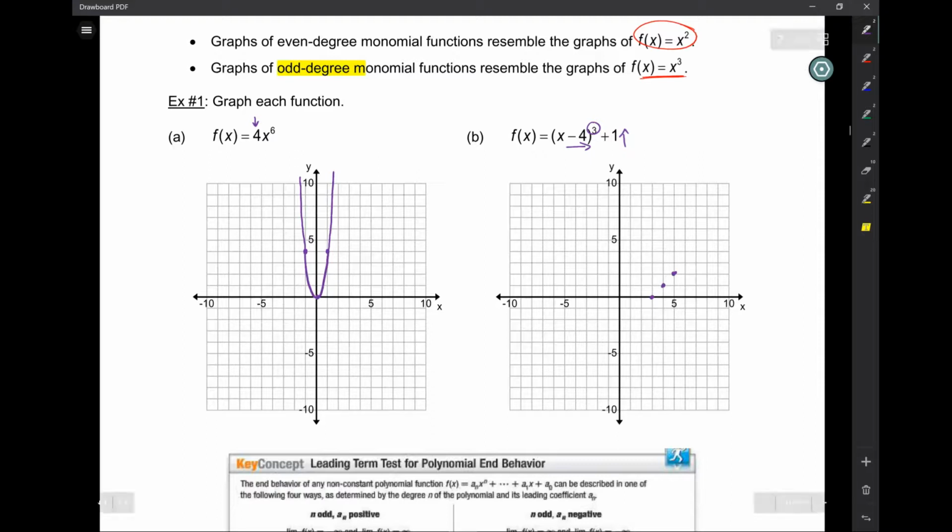And now if I go over 2 units, how much do I go up? 8. So that'll get me up to this 9 right there. Okay? And here. Yes, question?